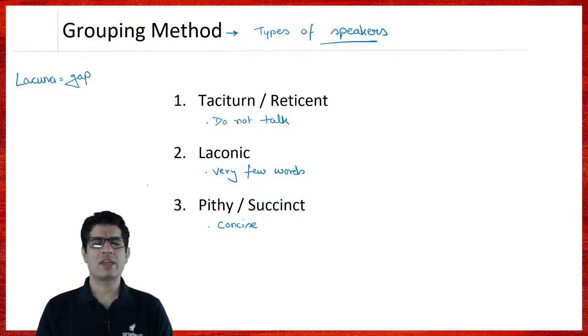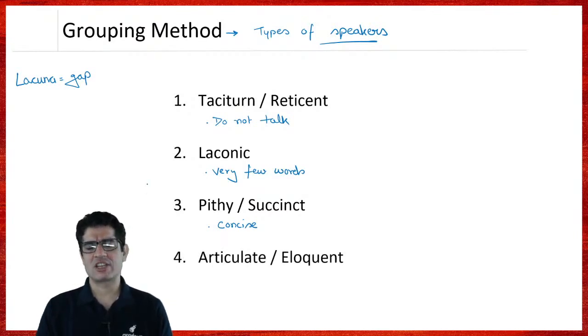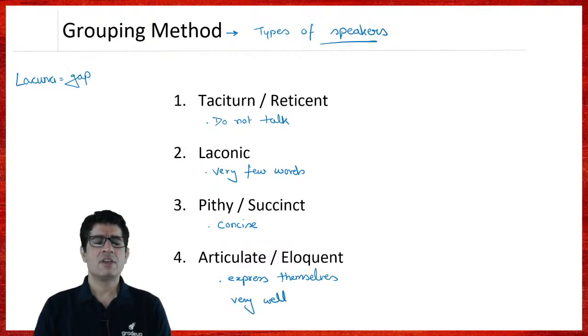और इसके बाद में है वो ideal speakers, जिन्हें आप बोलते हैं articulate और eloquent. So these are people who express themselves very well. They are speakers who use adequate number of words and are able to create the right kind of impact.